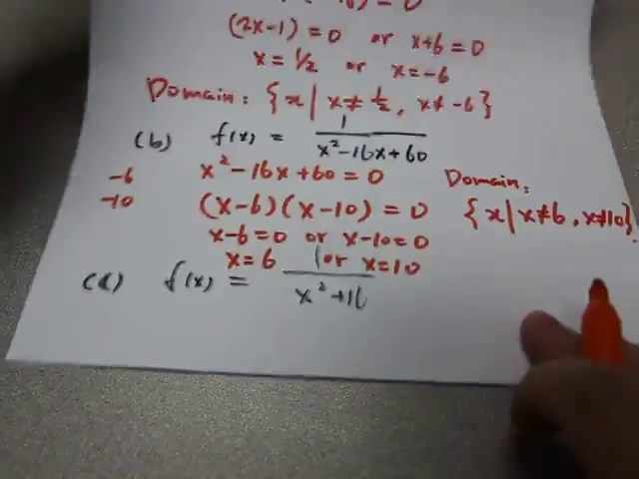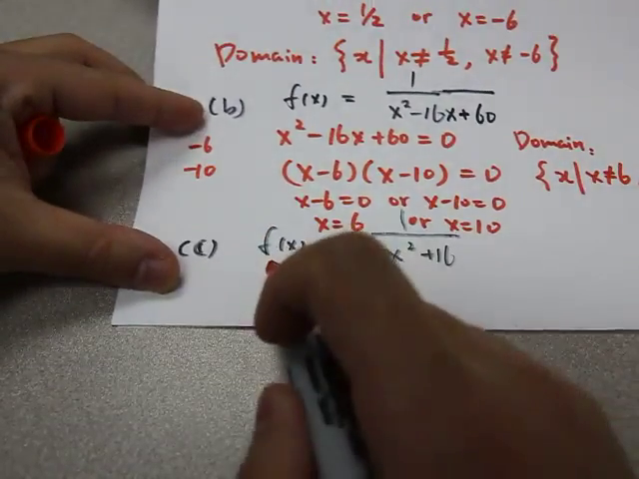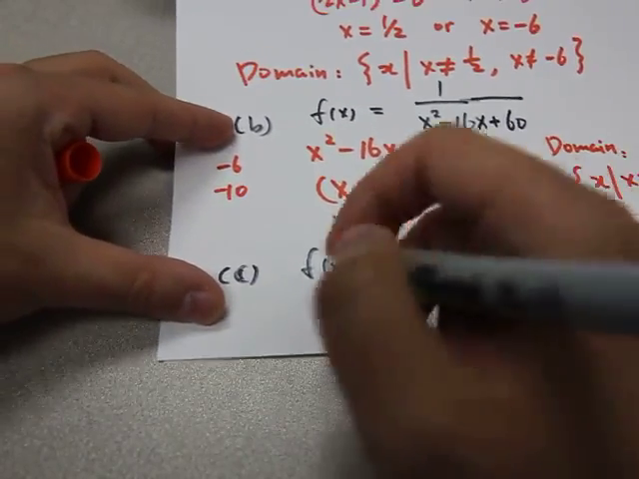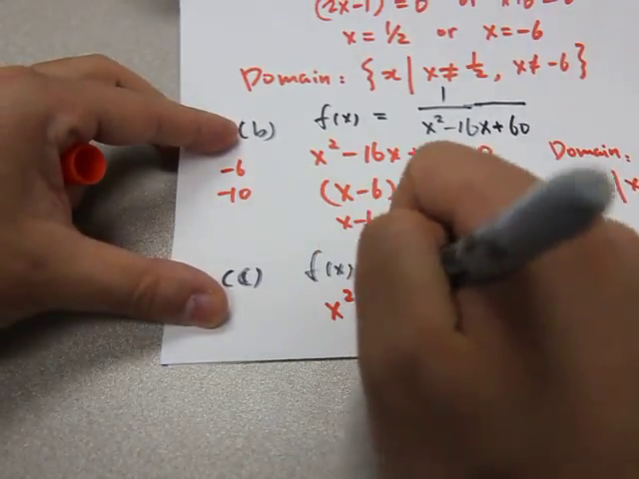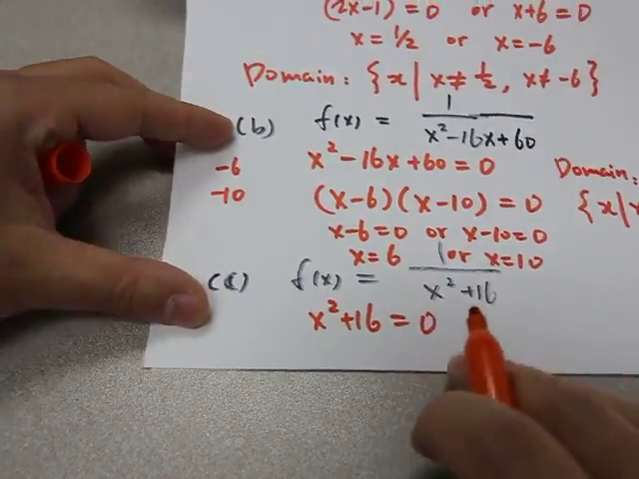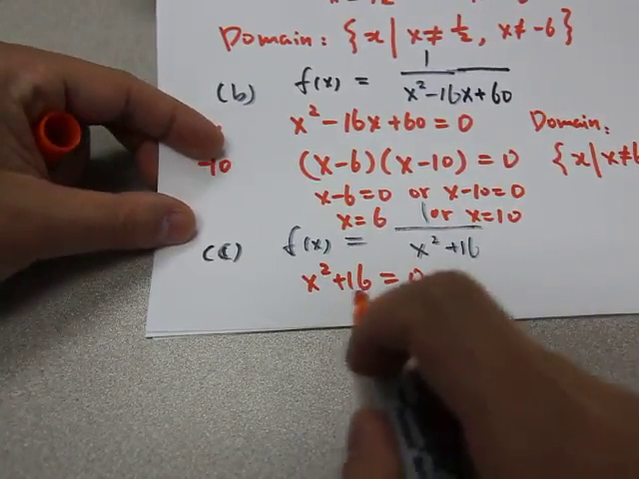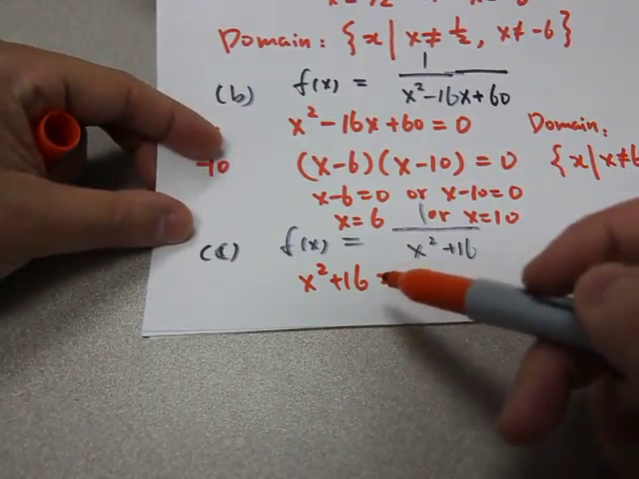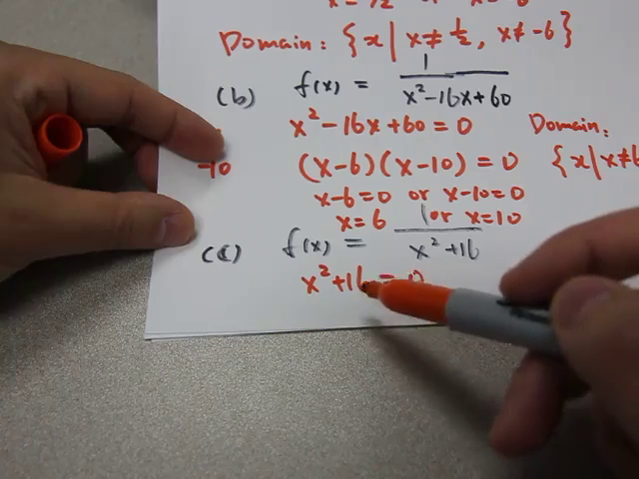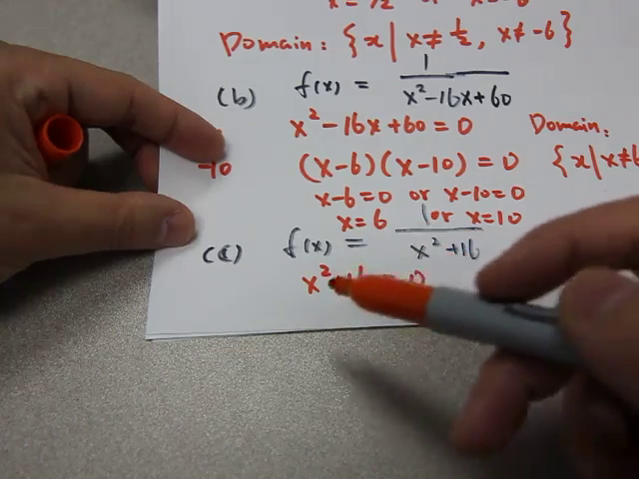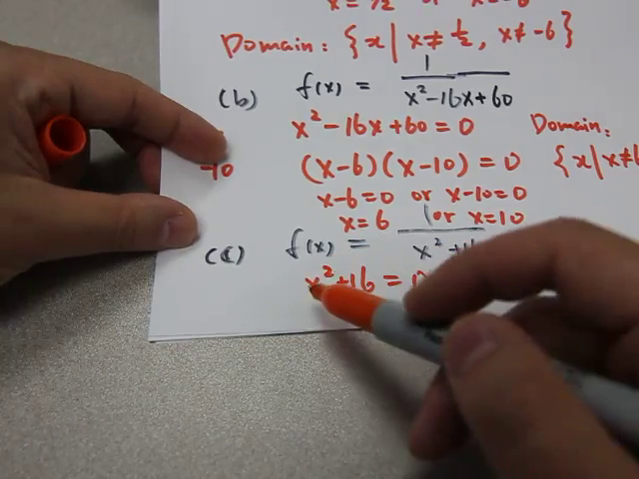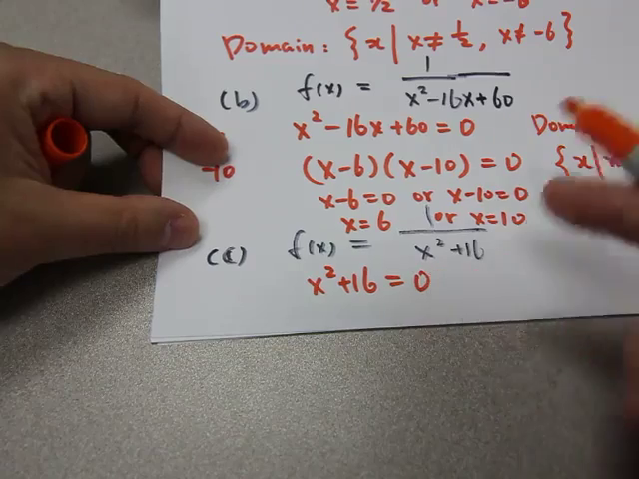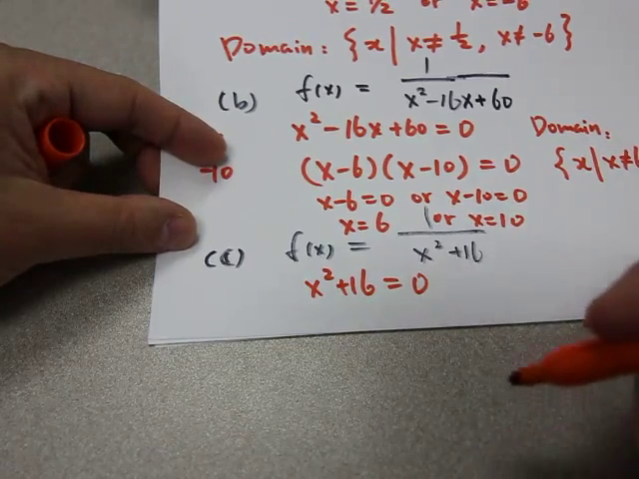Okay, let's take a look at the last one. In the last one, the function is 1 over x squared plus 16. Now, if you consider the solution of this equation, you will see the solution doesn't exist. There's no solution, because you cannot find any real number such that the square of that real number plus 16 is equal to 0. No, we don't have any real number.